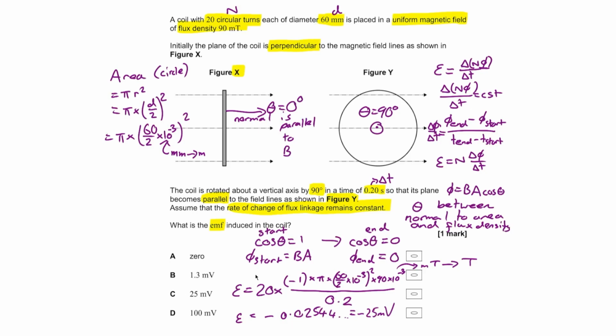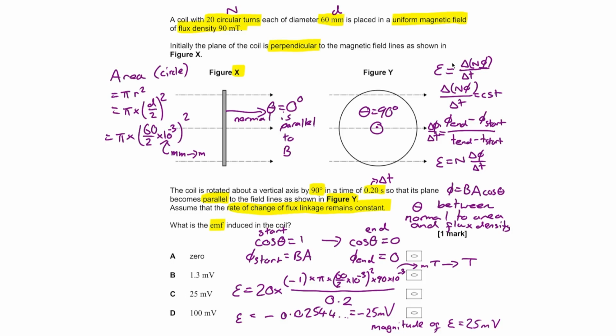However, one thing we have to be careful with using this equation as above, epsilon is delta n phi divided by delta t, is that this equation strictly gave us the magnitude of the EMF, which cannot be negative. Therefore, we have to make sure to take the positive value of this. So in other words, we have to say that the magnitude of epsilon is equal to 25 millivolts.